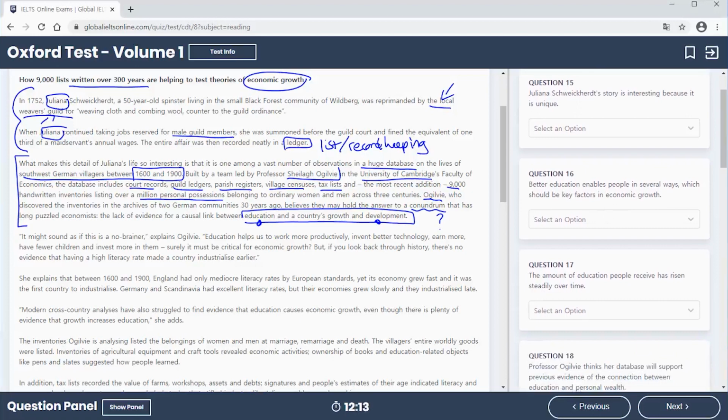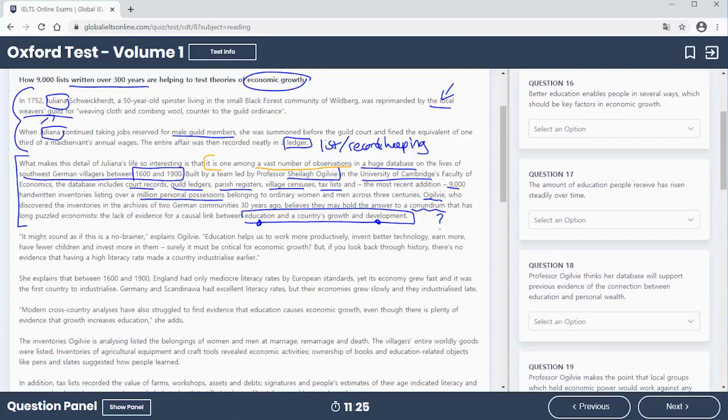Juliana Schweikert's story is, I'm so sorry, I don't know how to pronounce her name, interesting because it is unique. Okay, so yes, no, or not given. She's being discussed in the first two paragraphs we just read, and I remember it specifically said that what makes this detail of Juliana's life so interesting is that it is one among a vast number of observations in a huge database. So it's just one of many. It's not unique. Unique means one of a kind. So straight away this one is quite straightforward: no. It's not unique, it's one in a vast number of observations.